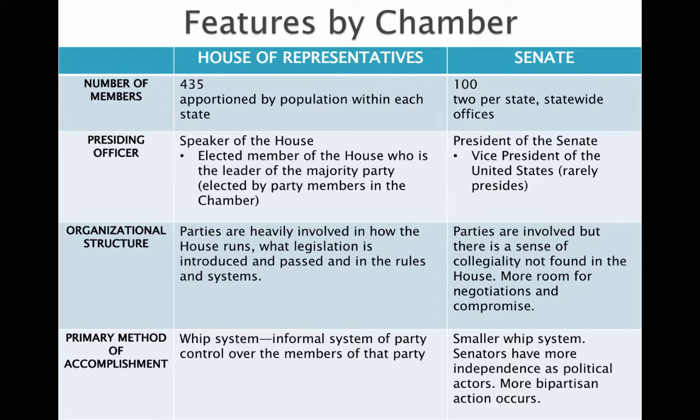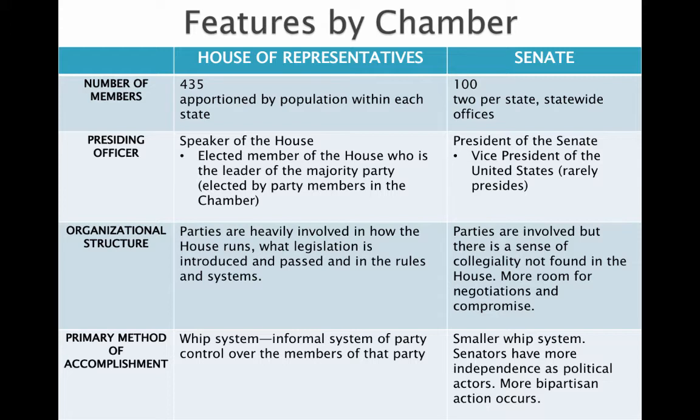In each chamber, there are different ways in which legislation actually gets made. You may have heard the term how the sausage gets made. In the House of Representatives, there's a very wide-ranging whip system, which is an informal system of party control. We'll talk a little bit about that more in a second. But that's the way the party effectuates control over its members. In the Senate, more bipartisan action occurs because it's smaller, and senators have more political independence than members of the House. So those are some key differences.